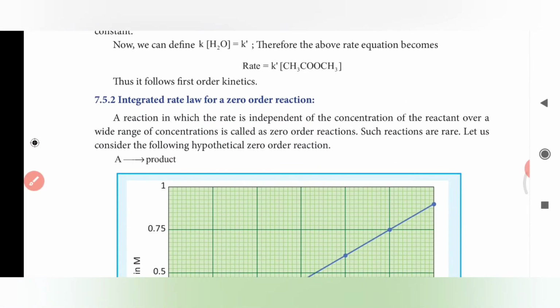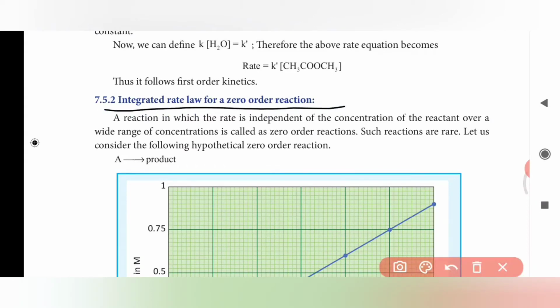Next, see the integrated rate law for the zero order reaction. Zero order means the power should be 0, first order means the power should be 1, and second order means the power should be 2. A reaction in which the rate is independent of the concentration of the reactant over a large range of concentration is called a zero order reaction.